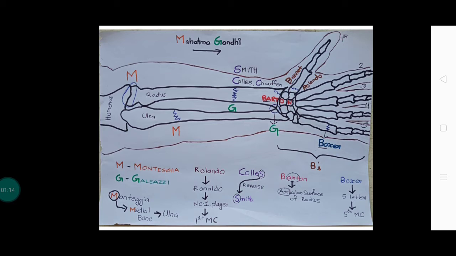Before that, how can you remember the location? First we'll deal with Monteggia and Galeazzi fracture. Just remember that all the fractures we'll be learning today will go from the proximal to the distal region. So we'll start from the proximal side, then move towards the distal part, that is towards our hand. So remember the words Mahatma Gandhi. In Mahatma Gandhi, the first letters are M and G. M stands for Monteggia fracture, the most proximal one.